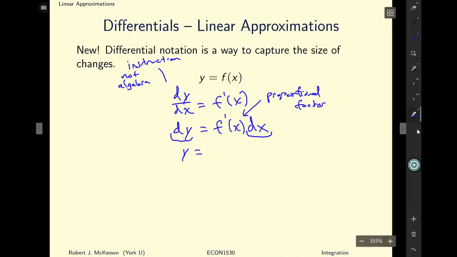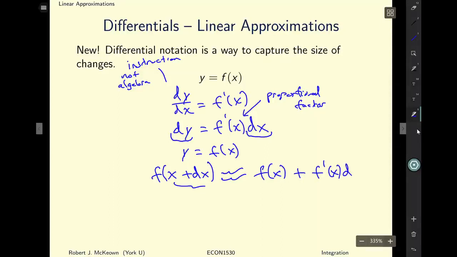Now we still have y is equal to f of x, and if x is changing, how do we write that? Well, we could say that f of x plus the change in x, notice that both of these are inside the function, so we're changing the value of the function, is approximately equal to f of x plus f prime of x dx. Not exactly, but approximately equal to.